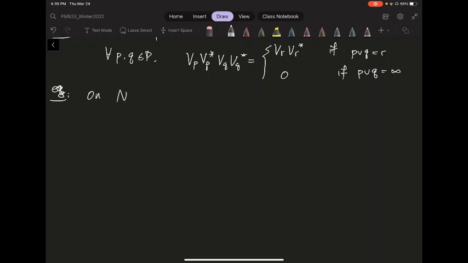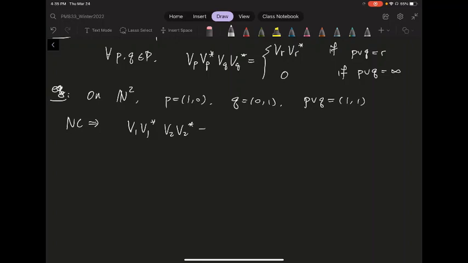So if you consider N squared, if you take p to be (1, 0) and q to be (0, 1), then of course p and q have a least upper bound that's just equal to (1, 1). It's just their sum. So in other words, if you want to have a Nica covariant representation, that implies that if P corresponds to V1 and Q corresponds to V2, then V of (1, 1) should equal the product V1 V2 times its adjoint, V1 V2 adjoint.